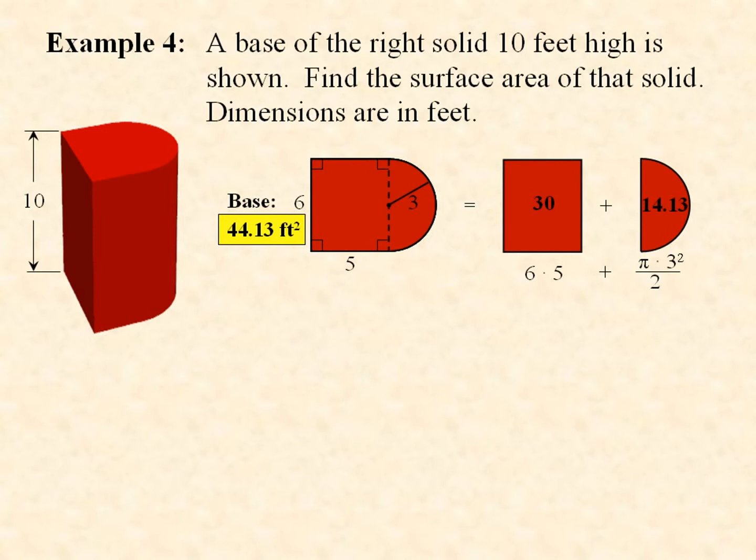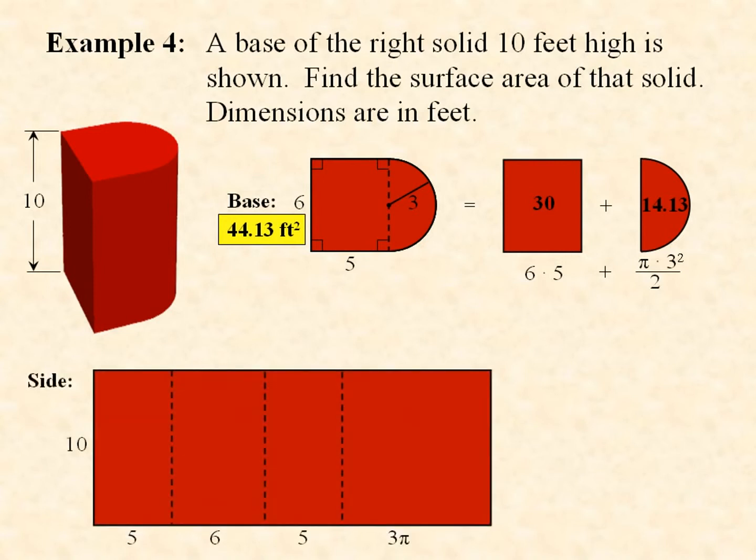Now, as for the lateral area, let's see. If we look at the base there and we stretch something around the base, we have to stretch a 10-foot high strip of paper around the base. We're going to get something like this. You see, I started at the 5 at the top part of the base, and then the 6 going down on the left side, and then another 5 going across to the right, and then we have half of the circumference of that circle.